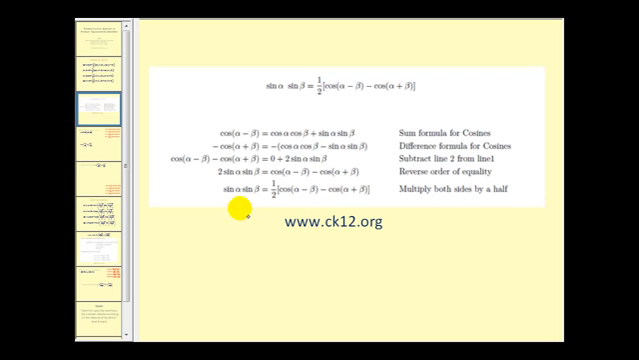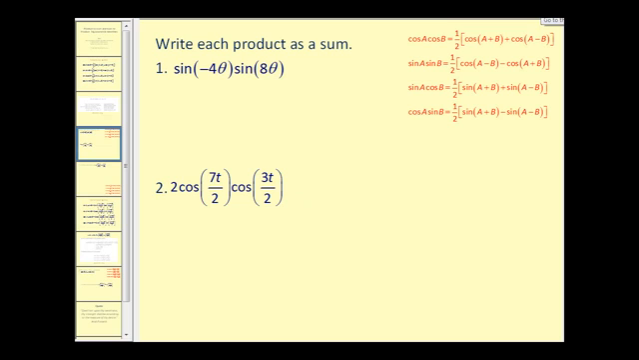I included the product to sum identity here for sine. You'll notice that to obtain it you have to take the difference identity for cosine and subtract the sum identity. You may want to pause the video and look at this more closely. But we're going to go ahead and jump to a couple problems.